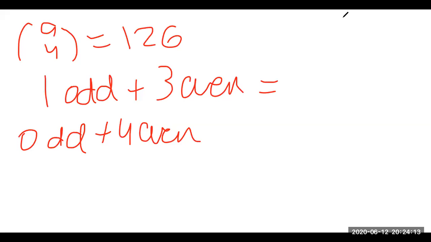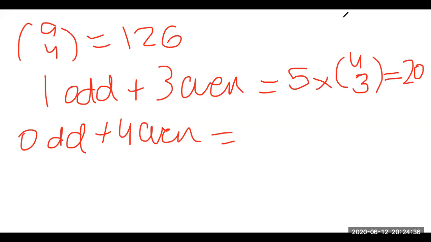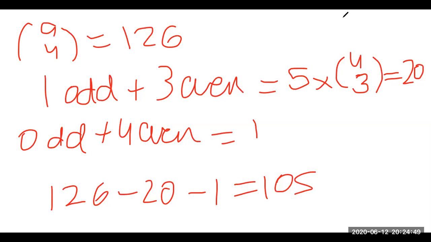So 1 odd is just 5, because there are 5 odd numbers, and 3 even would be 4 choose 3. And this gives 20. And then 4 even numbers is just 1, because there are only 4 even numbers in the set. And if you do 126 minus 20 minus 1, you get 105.